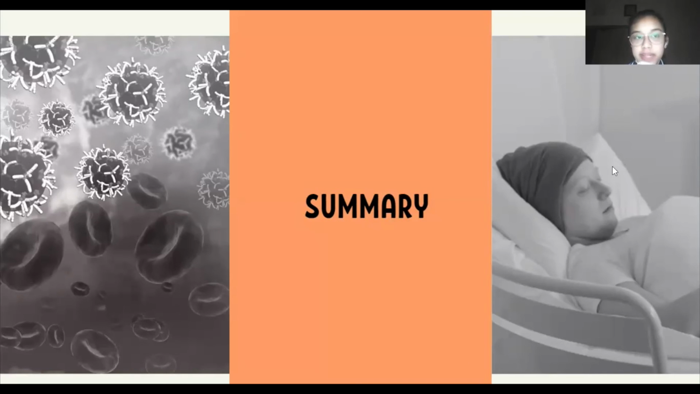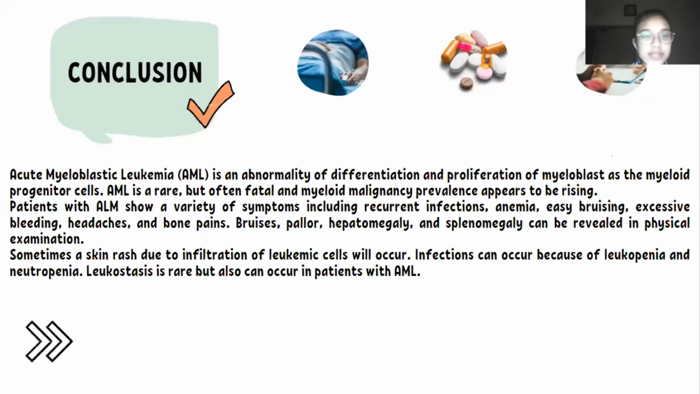And I will explain about the summary. Acute myeloblastic leukemia or AML is an abnormality of differentiation and proliferation of myeloblasts as the myeloid progenitor cells. AML is rare but often fatal, and myeloid malignancy prevalence appears to be rising.